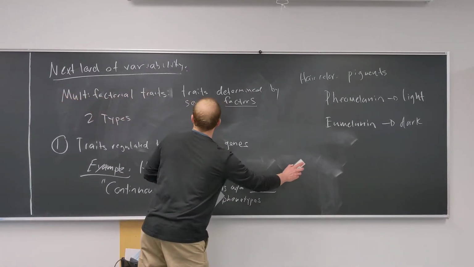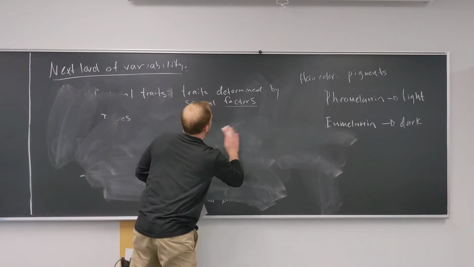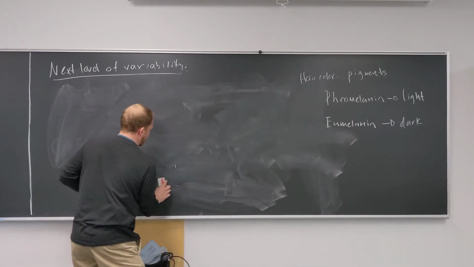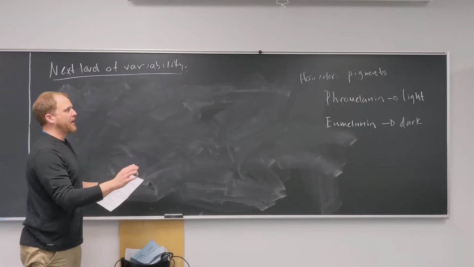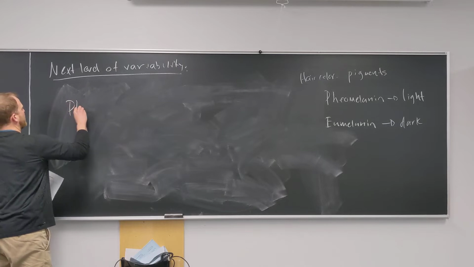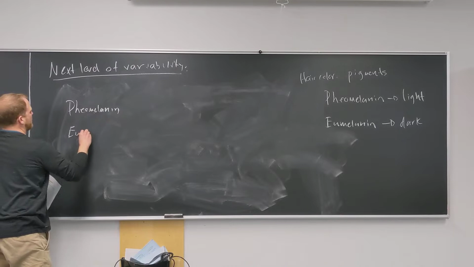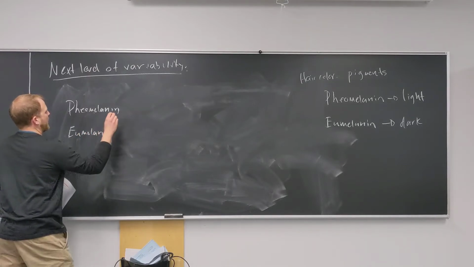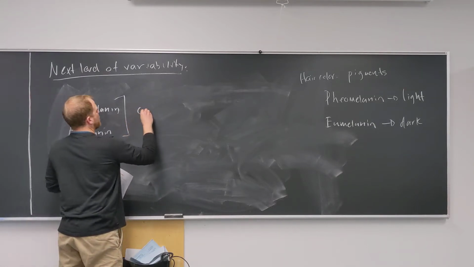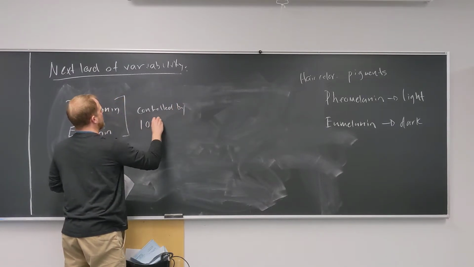So with these two different pigments, it's tempting to think that this is regulated by two genes, but that's actually not the case. So we've got pheomelanin and eumelanin. It turns out that the levels of these pigments are controlled by hundreds of genes.